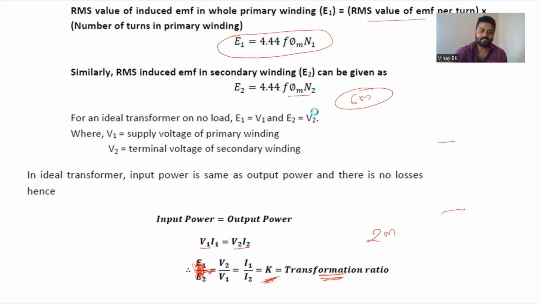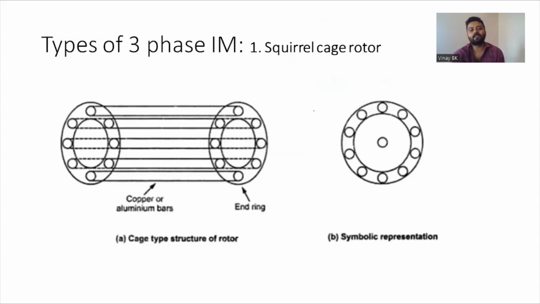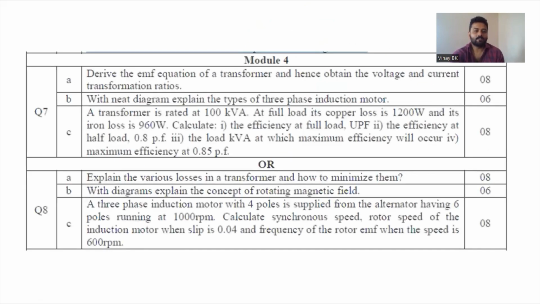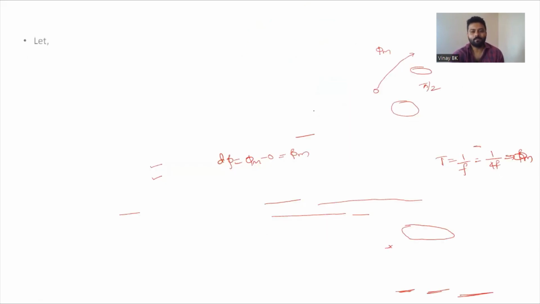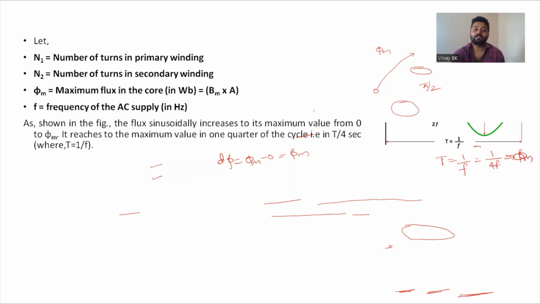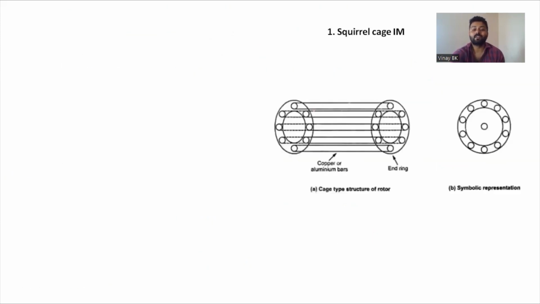Look into the second question. Just see the question: with a neat diagram, explain the types of three-phase induction motors. There are 2 types of induction motor. One is the squirrel cage induction motor, the other is the slip ring induction motor. The diagram carries marks, so you should draw the diagram neatly. Two types of induction motors: one is squirrel cage, another is slip ring.